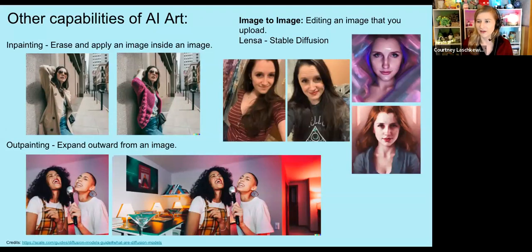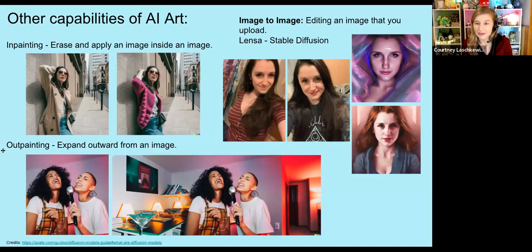Outpainting is quite the opposite. So instead of applying an image inside and erasing something, we're expanding outward from an image. So this is the original image here. So with outpainting, look, you can see an entire room there just by using outpainting and having it expand out of what the room could look like that they're actually in.